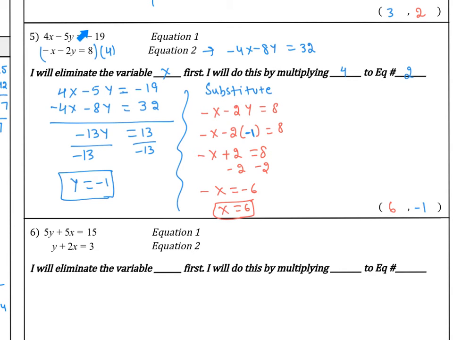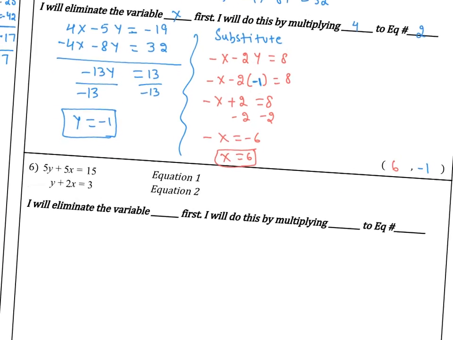So I have two equations, equation number 1 here, equation number 2 here. I can choose any of the given equations, but I'm choosing equation number 2 and plugging in the y value as negative 1. So when I plug in negative 1 for y, I'm going to get negative x plus 2 equals 8. Now I'm going to subtract 2 on both sides. I got negative x equals negative 6. So x should equal 6. So our ordered pair solution is going to be 6 comma negative 1.